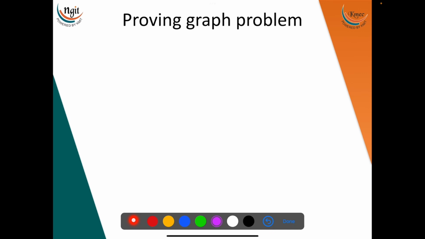So basically, the CDP, the clique decision problem, is a graph problem, and we also have to prove that it is an NP-hard problem.